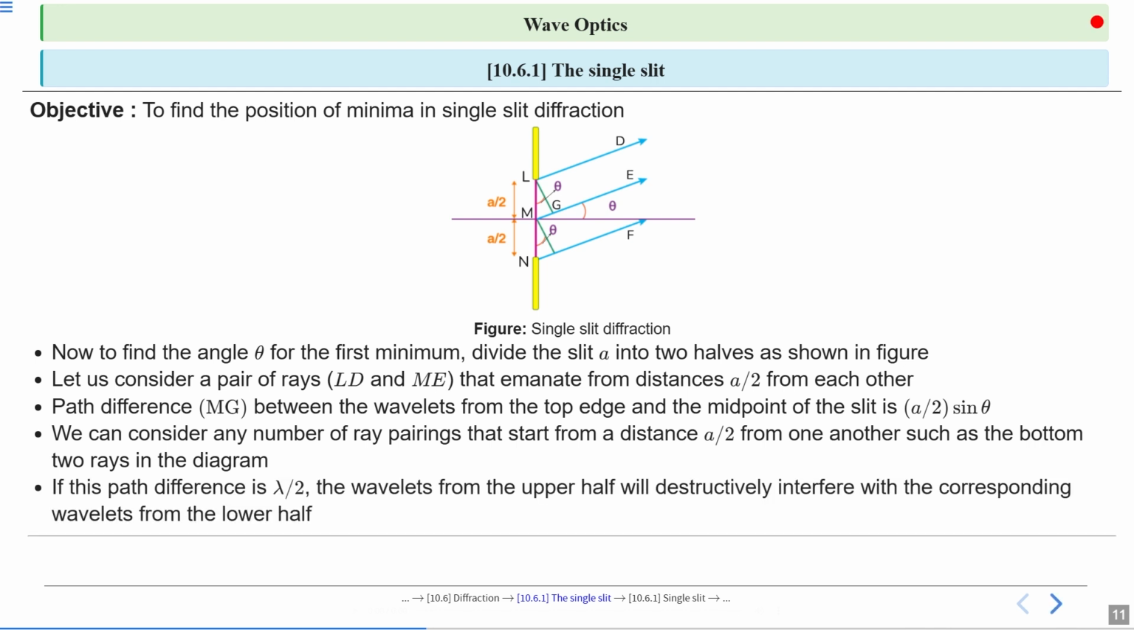So for destructive interference to occur, the path difference must be lambda upon 2, where lambda is the wavelength of light. This condition ensures that wavelets from the upper half of the slit cancel out with those from the lower half. This is the key to finding the position of the first minimum. So wavelets originating from the upper half of the slit, that is LM, should destructively interfere with the wavelets originating from the lower part of the slit, that is MN.